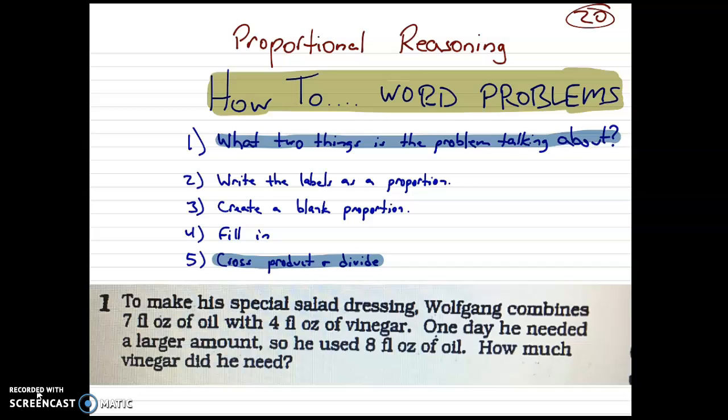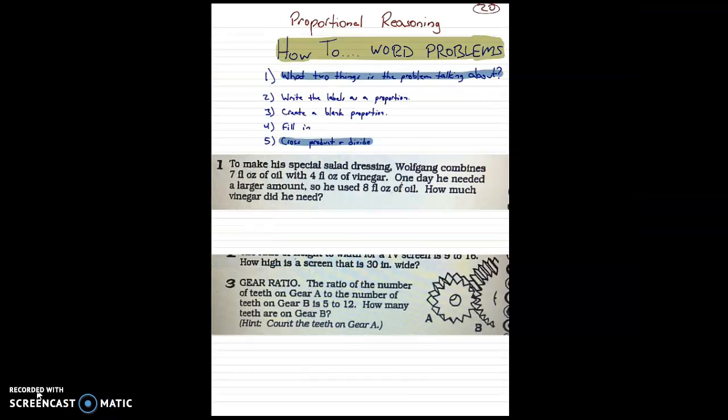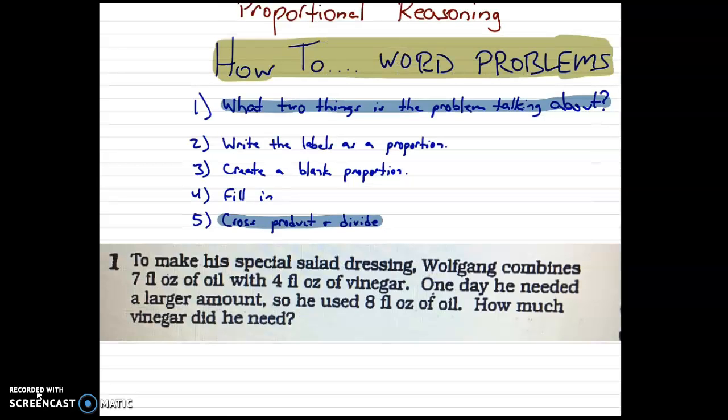Alright, so here I put 2 word problems from your assignment. Okay, number 1, I'm going to read it and then we're going to go through our steps. To make his special salad dressing, Wolfgang combined 7 fluid ounces of oil with 4 fluid ounces of vinegar. One day he needed a larger amount, so he used 8 fluid ounces of oil. So how much vinegar does he need?